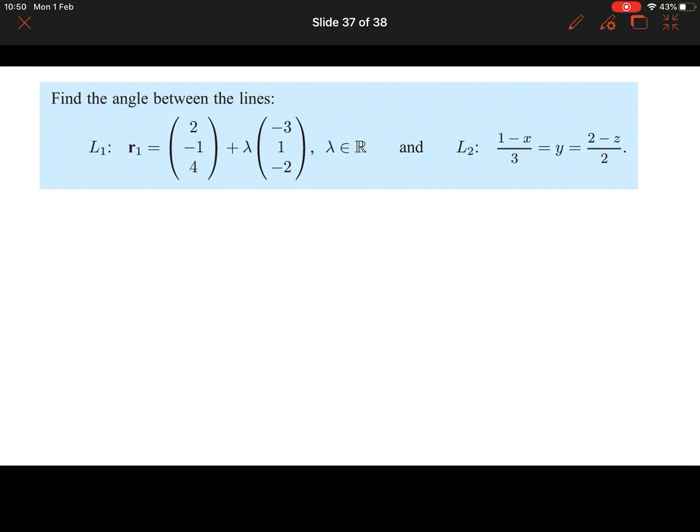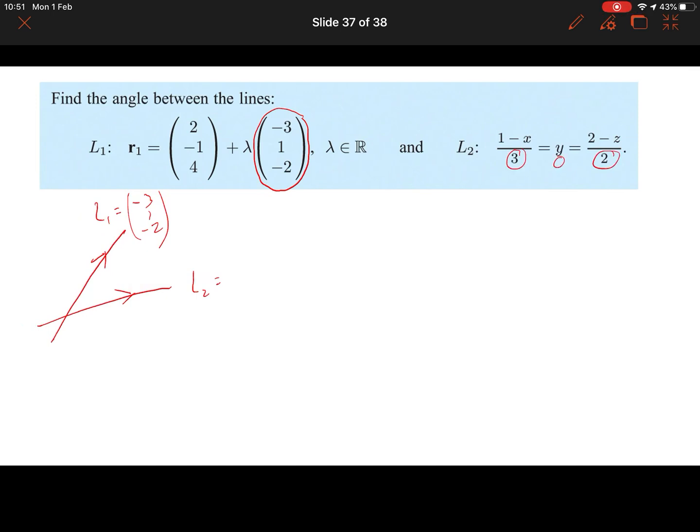Okay, last video. So what we've got to do is find the angle between these two lines. If we've got a line here and a line here, all that matters if we want to find out the angle is the direction of the line. Nothing else matters. So what is the direction of line 1? Well, the direction of line 1 is -3, 1, -2, because we should understand that that is the bit that is the direction of line 1.